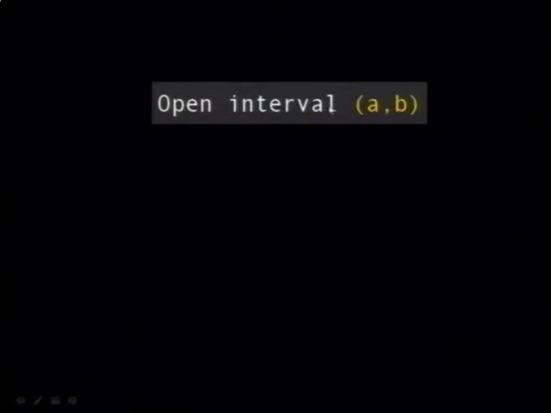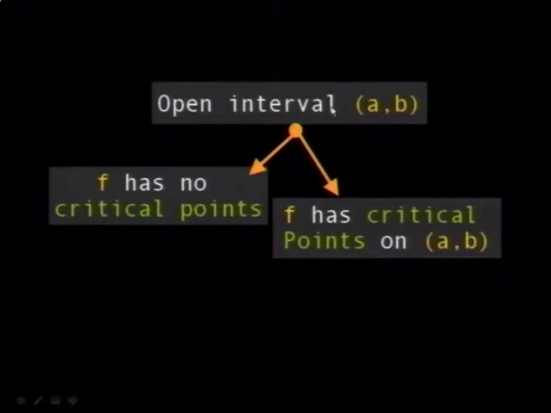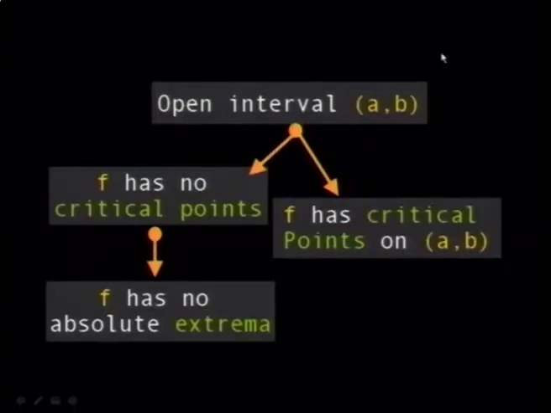Now, if you have an open interval, it is the same thing. You have to check for the critical points. If you have an open interval and the function has no critical points, the function keeps increasing or decreasing and has no end. So sure, there won't be any maximum or minimum. There are no absolute extrema.